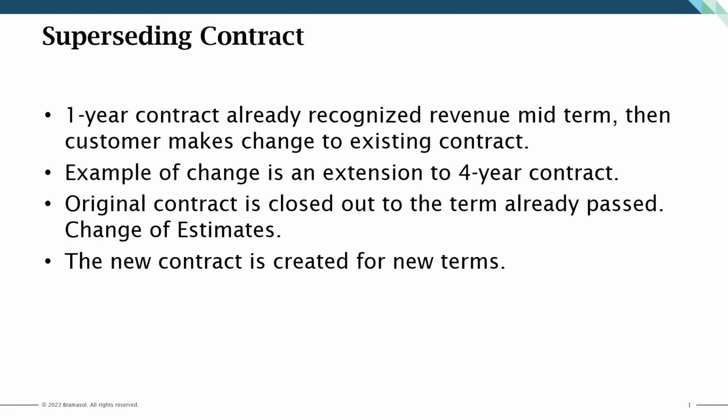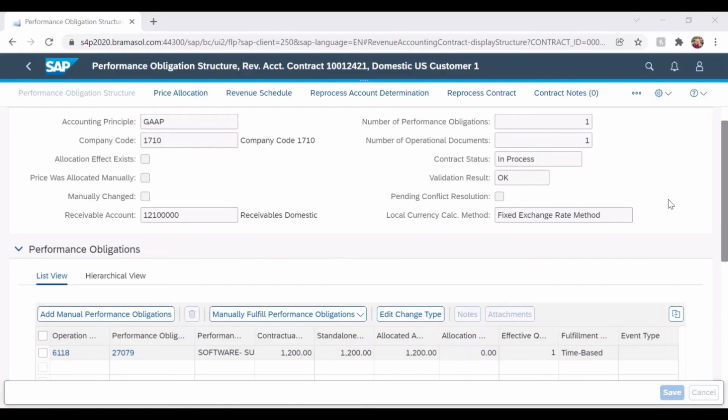So instead of changing our 1-year contract to a 4-year contract, we're actually going to close out that original order and create a new contract with the new terms. This specific scenario, where the 2 contracts are related, shows that SAP can combine them into revenue accounting so that the finance team also has full visibility into the history of these changes.